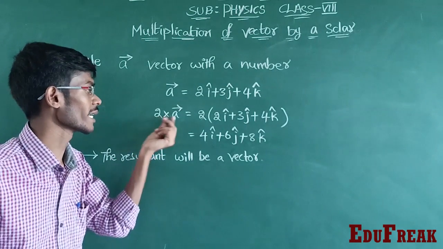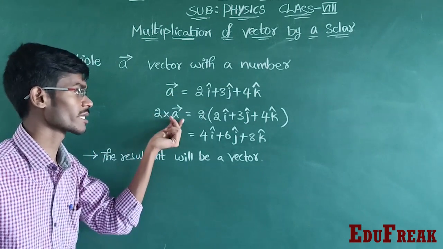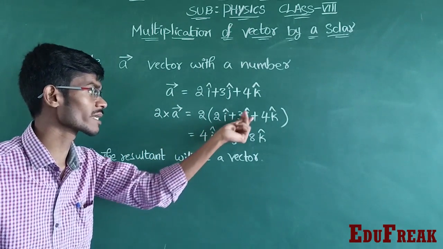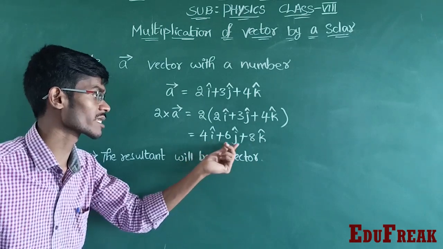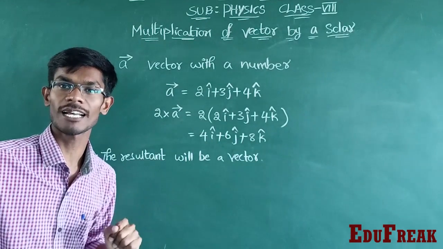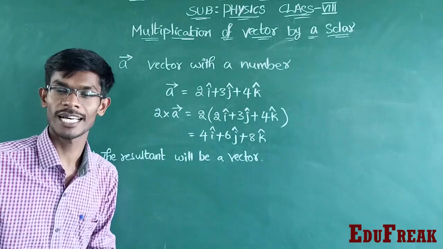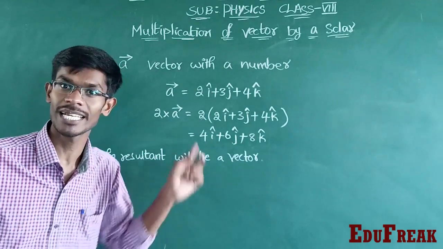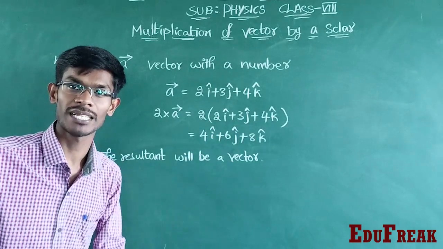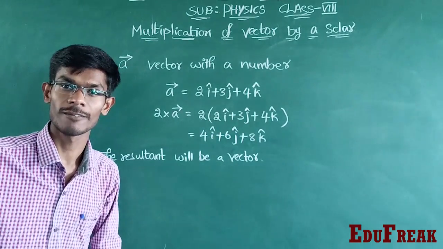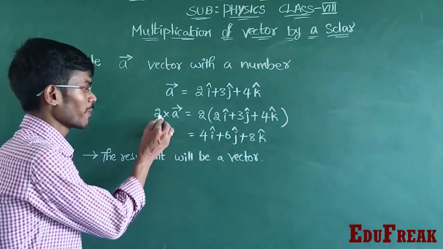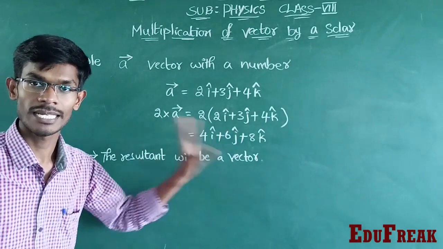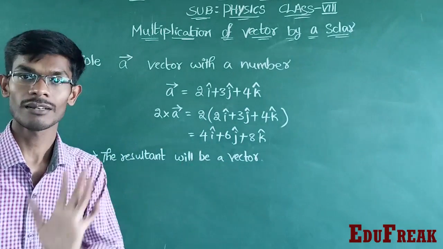See, here the A bar vector is given. This A bar vector I am multiplying with 2. So 2 2s are 4, 2 3s are 6, 2 4s are 8: 4i plus 6j plus 8k. Is it a vector or a scalar? If it is a scalar, it doesn't have any i cap, j cap, k cap. But here i cap, j cap and k cap are there. Then these represent a vector. So multiplication of a vector by a positive number gives us the resultant as a vector only.